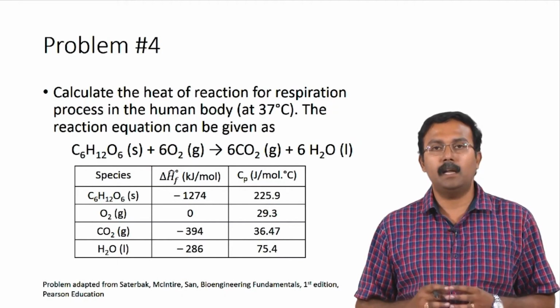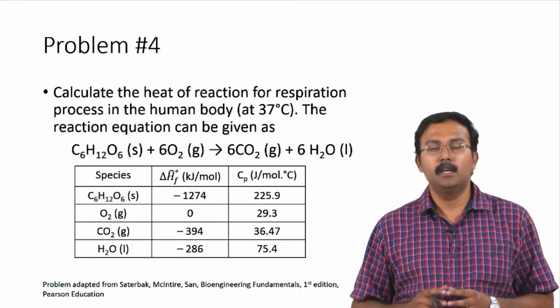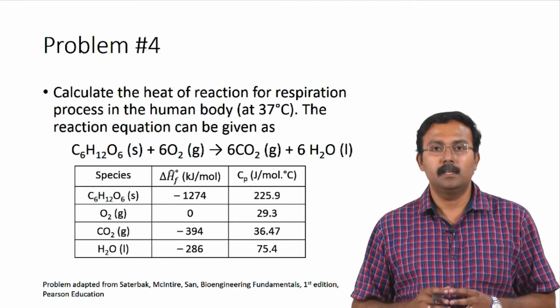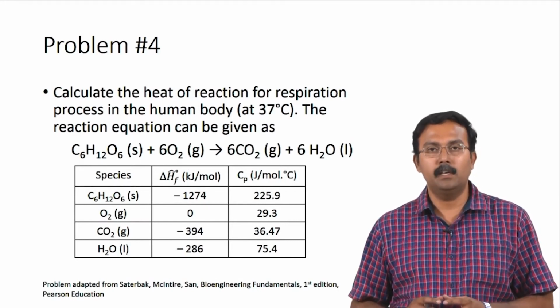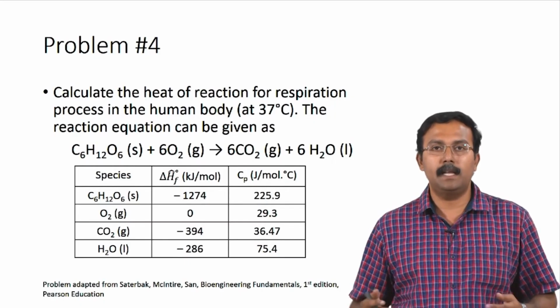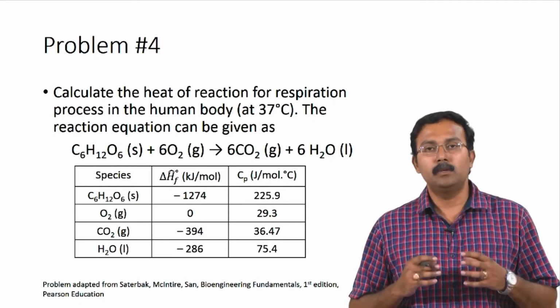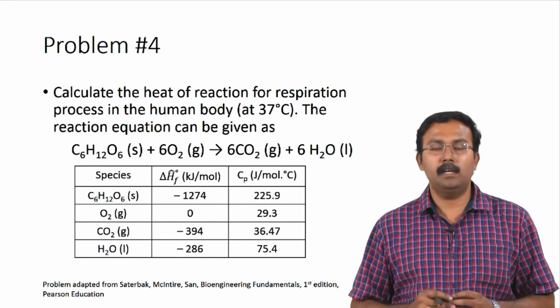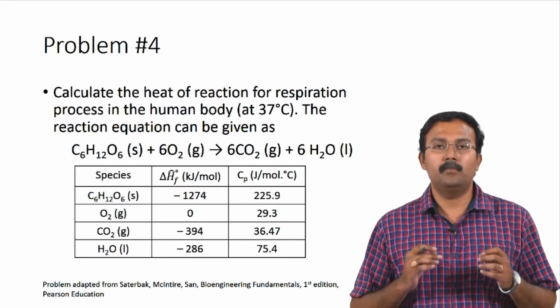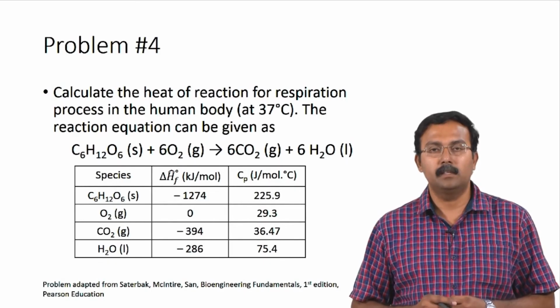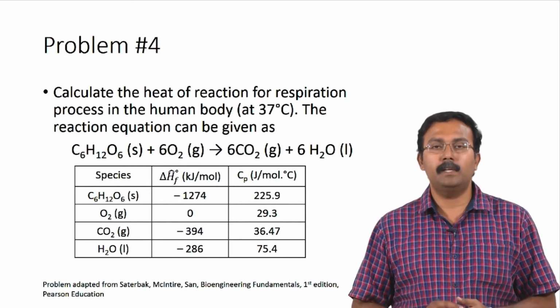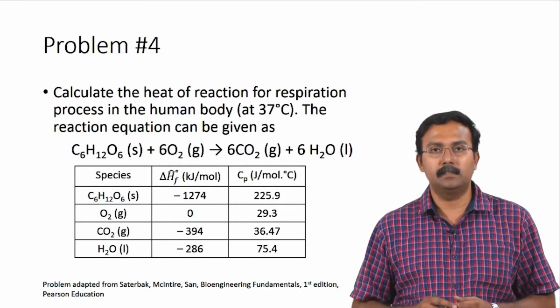Until now we have been calculating the standard heat of reaction, which is at 25 degrees Celsius. The information given to us here is also the standard heat of formation, which is what is readily available in tables and textbooks. Using this we can actually calculate only the heat of reaction at 25 degrees Celsius, which would be the standard heat of reaction. How do we calculate the heat of reaction at 37 degrees Celsius?